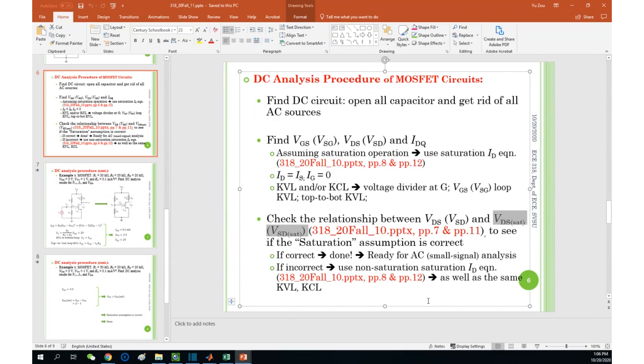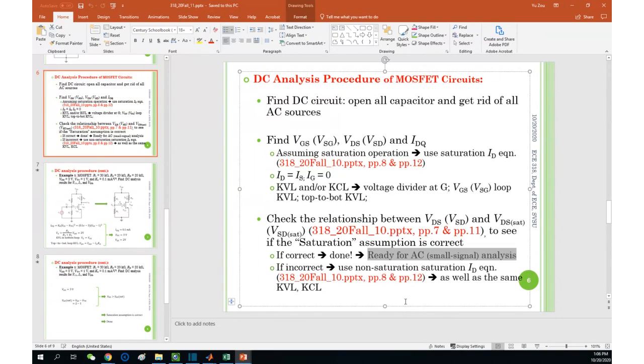If it turns out that VDS is greater than the saturation voltage, then the saturation assumption was correct. Then we are done. It's operating in the saturation region, and we are ready for the AC small signal analysis.